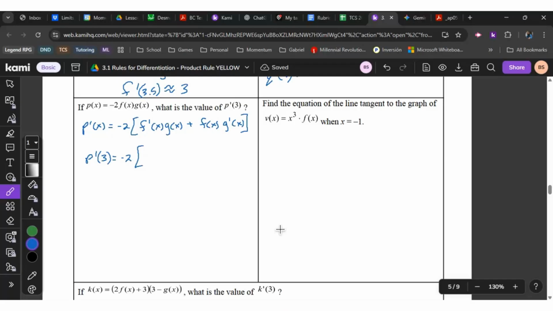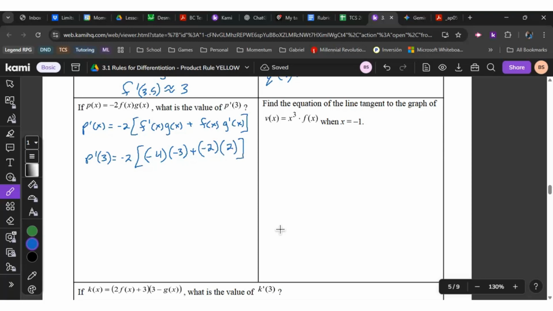So if you look up top for me, because I can't see it, what is f prime of 3 from the chart? Negative what? Okay, and what is g prime, or not g prime, g of 3? Okay. And then I need f of 3 and g prime of 3, sorry.